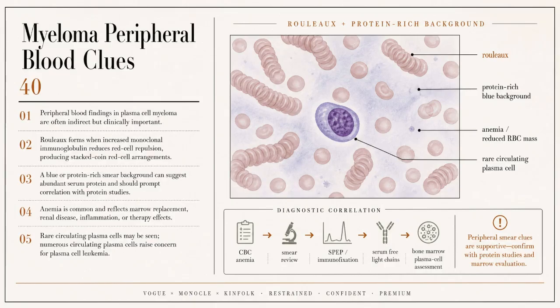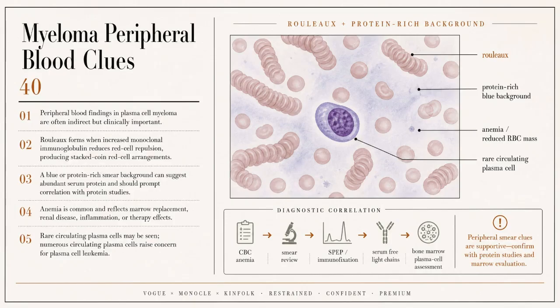Recognizing rouleau is not merely an academic exercise. It serves as a visual clue that should prompt further confirmatory testing, such as serum protein electrophoresis and immunofixation, to characterize the monoclonal protein. Anemia is another common peripheral blood abnormality in myeloma patients, reflecting the complex pathophysiology involving marrow infiltration by neoplastic plasma cells, renal insufficiency affecting erythropoietin production, and chronic inflammation. The anemia may be normocytic and normochromic, but can vary depending on disease stage and comorbidities.